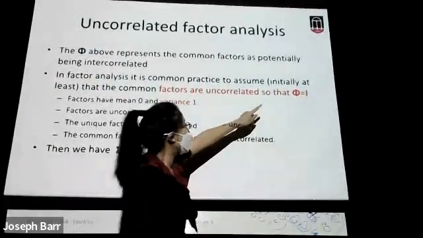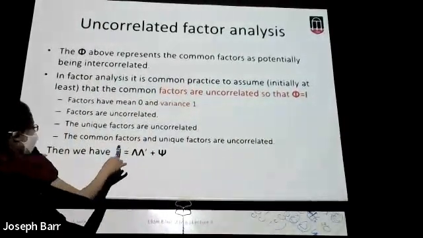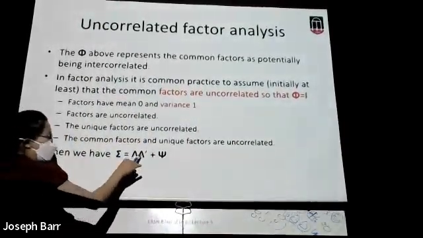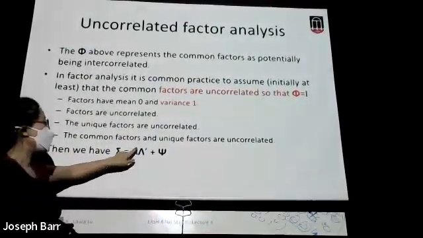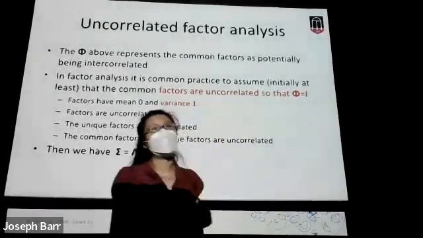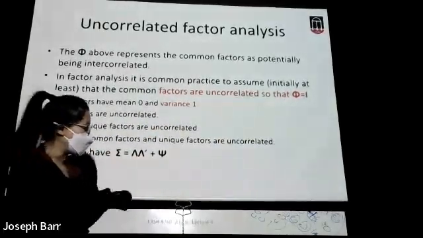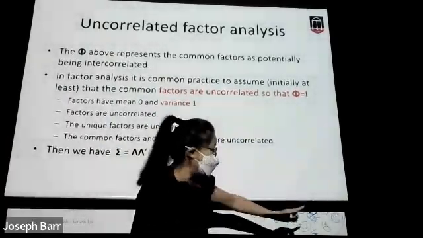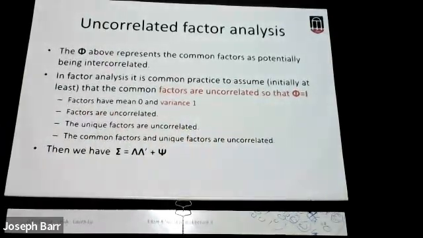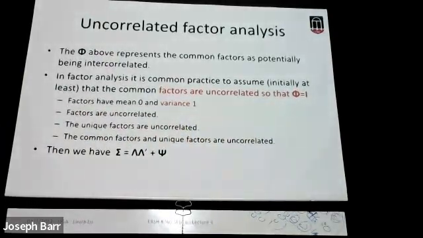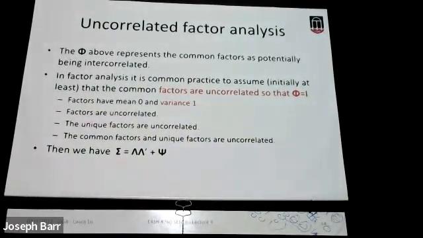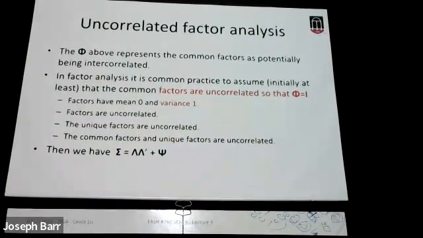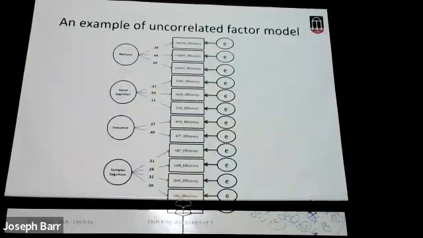If we have that form, then the capital sigma equals lambda times the transpose of lambda plus psi. That's it. We don't have phi because we assume that the phi is the identity matrix. We assume the factors are uncorrelated and the variance of F is 1. So we have this simplified form, and by using that form, we can do a lot of work. It's called uncorrelated factor analysis.